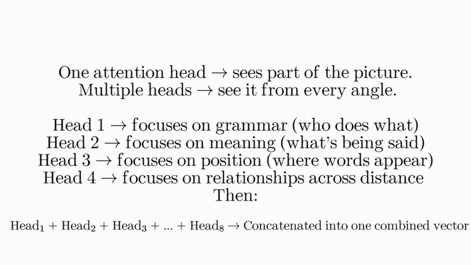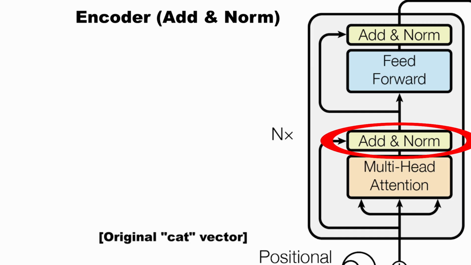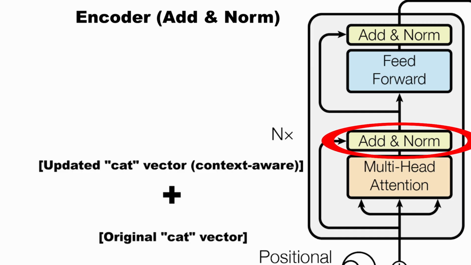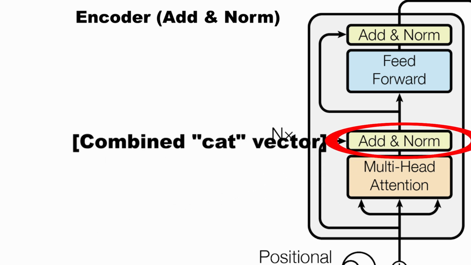Next, we move on to the first add and norm step of the encoder layer. You can think of it as a two-part safety check that keeps the model balanced. Here's what happens. The model adds the original input of the attention layer, say the original cat vector, back to the attention's output. The updated cat now knows that it sat on something. So it's combining both the original meaning of cat and its new contextual understanding. This addition acts like a shortcut that prevents the model from losing information as it goes deeper. It's a way of saying, keep what you already know, but add what you've just learned.